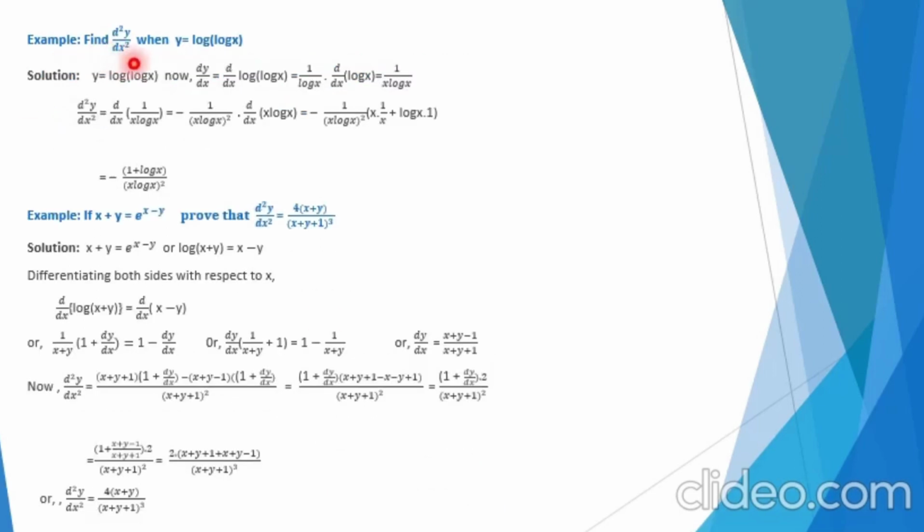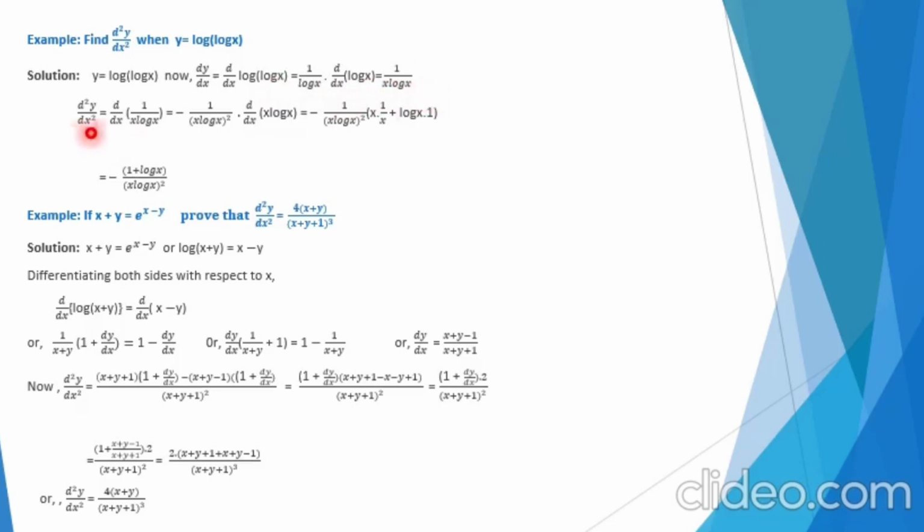Find d2y dx2 when y equals log of log x. Now dy dx equals d dx of log of log x. Using the formula, the derivative of log x is 1 by x. So d dx of log of log x will be 1 by log x into d dx of log x, that means this function, that is equal to 1 by x log x.